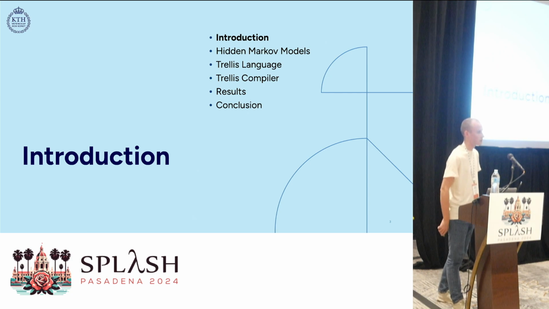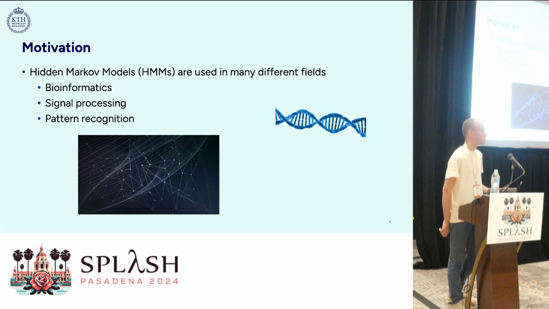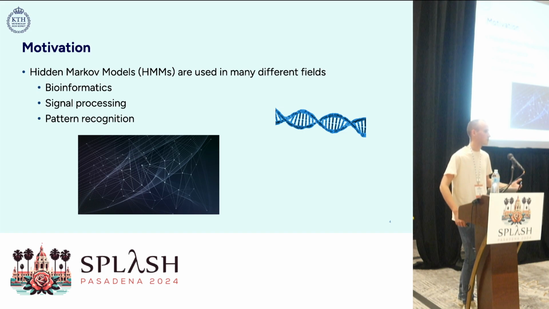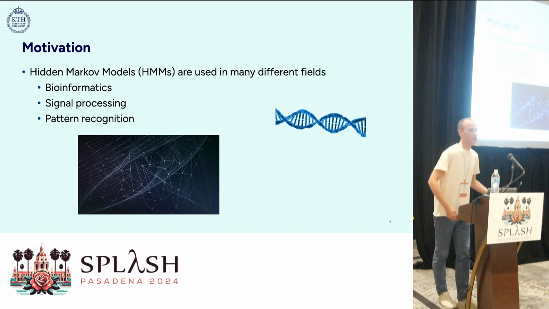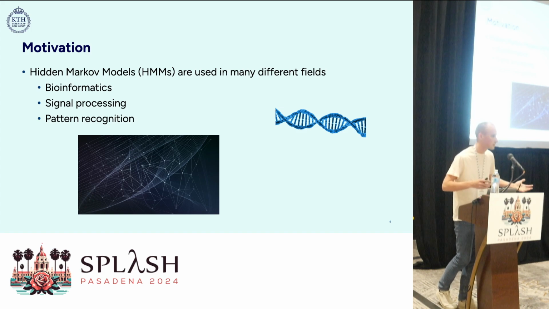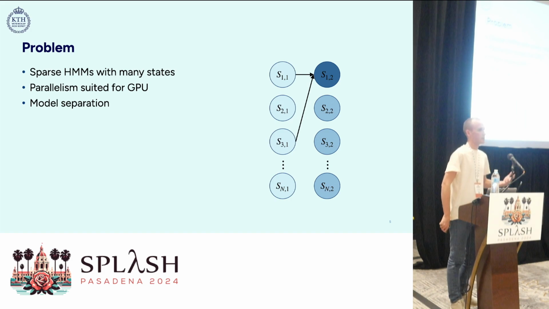So let's start with the introduction. So hidden Markov models, or HMMs as I'll refer to them in the coming parts of the talk, are useful in many different research fields. For instance, they're used in bioinformatics, signal processing, and different kinds of pattern recognition. For instance, you can use them to align different nucleotide sequences to find similarities between different species. And the problem that we are interested in this work is specifically about sparse HMMs, and I'll get back to what I mean by that.